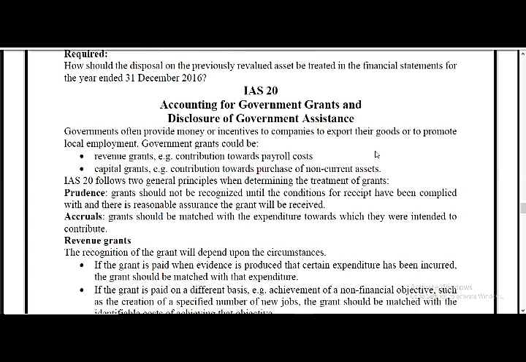Now, there are three IASs which are not that long, but they have a connection with tangible non-current assets. The first one is IAS 20, which is related to accounting for government grants and disclosure of government assistance.